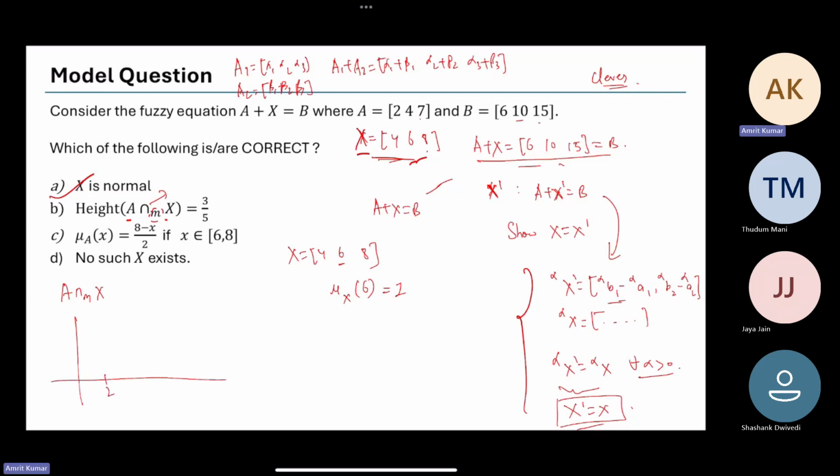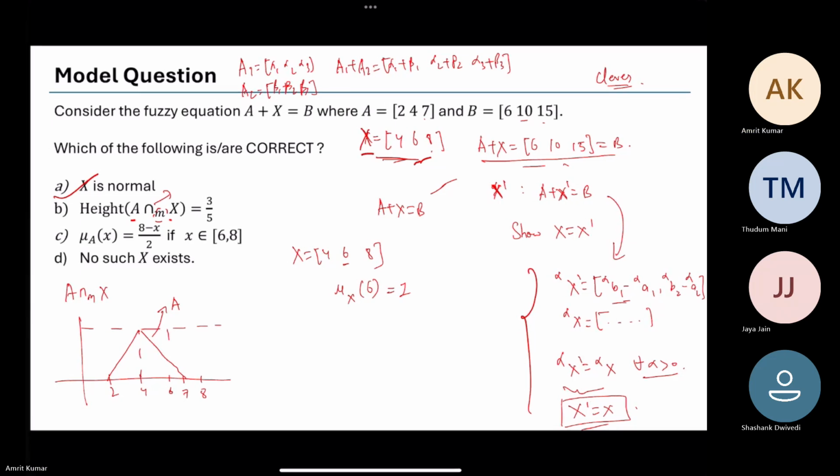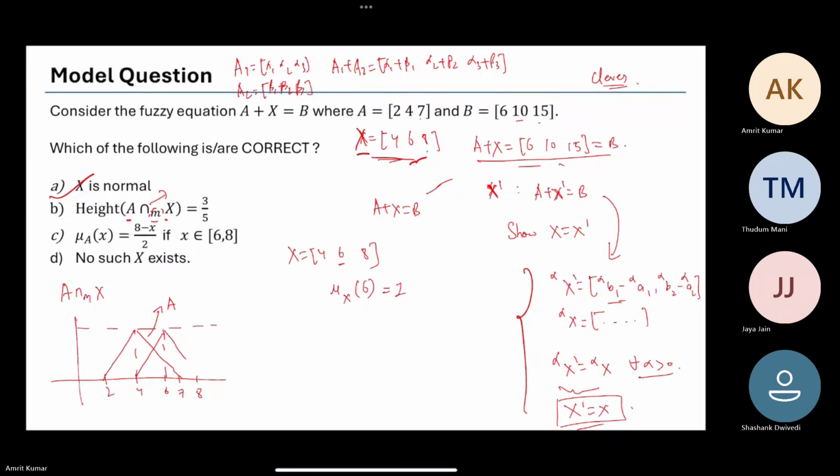So you have 2, 4, 6, 7, and 8. So A is 2, 4, 7. This is A, and X is 4, 6, 8. So their intersection would look something like this.